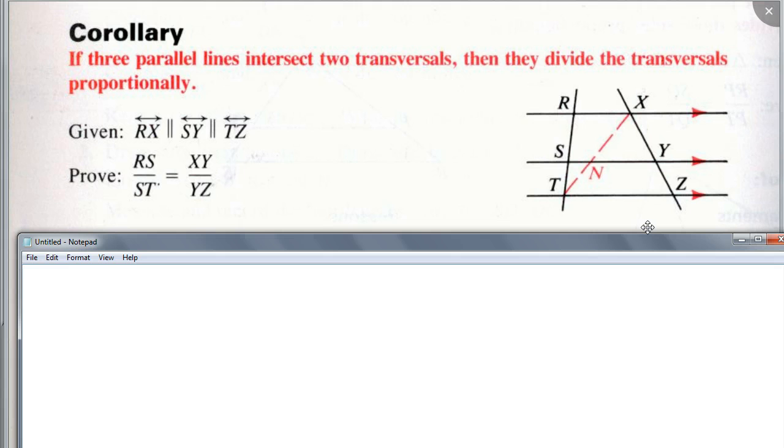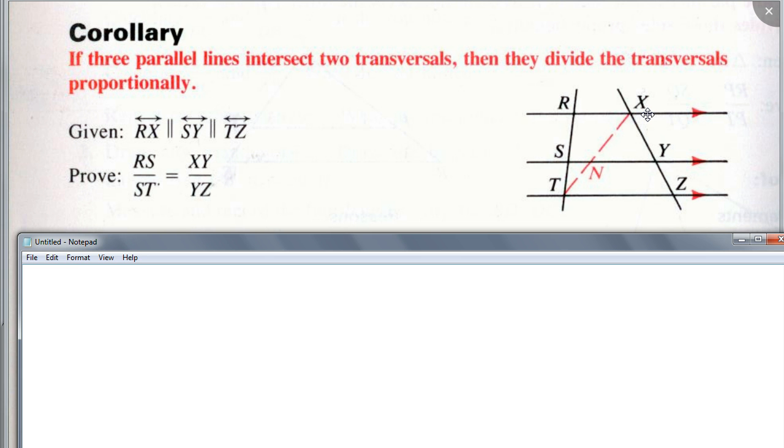If this is true, you get Rs over St equals Xy over Yz. Hey, isn't this the same as that theorem before? No, the theorem has what? You have to have a triangle. Do I have a triangle right now? No. Guess what? That red dotted line is going to help you though. How many triangles are you going to have? 2 of these. Does that make sense? So write this down and let's figure out why this is true.